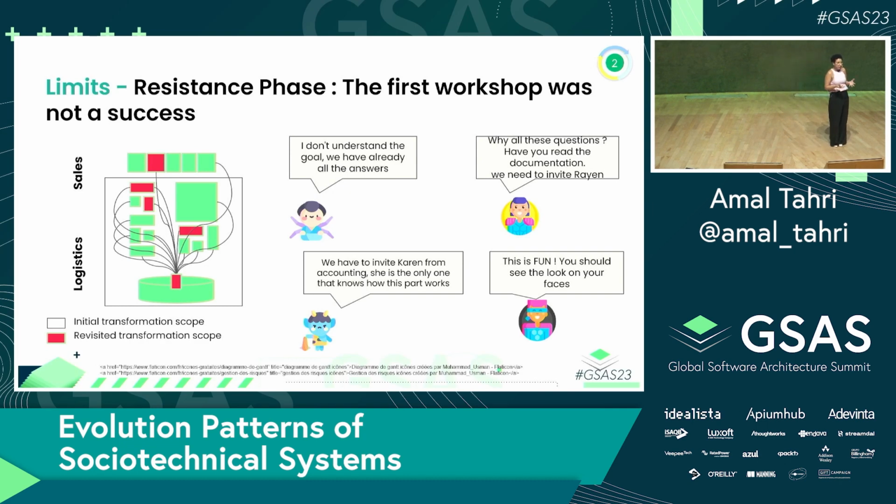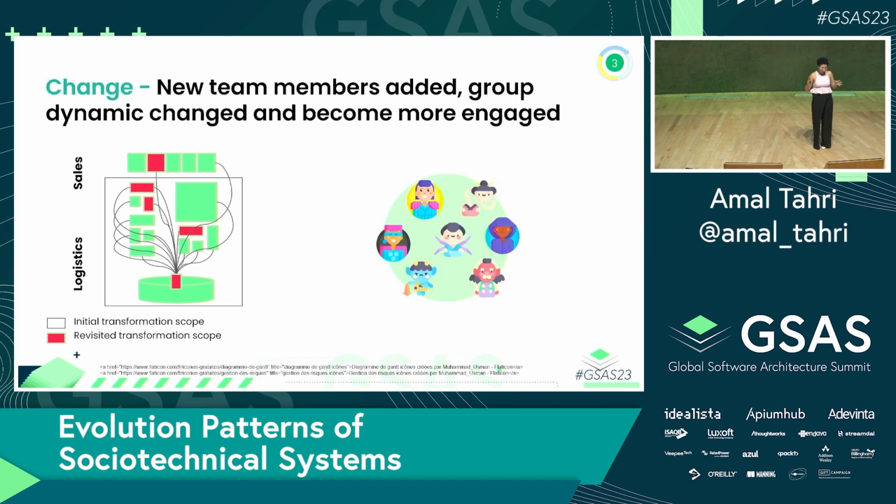This is normal, this is the resistance phase that you will have when you are proposing something to change. What we did was, okay, do you need Ryan? Do you need Alexa? Do you need new people? We're going to have these new people with us. And when we invited these new people, something in the dynamics of the group changed. People started to ask questions, started to play the things that we asked them to do. They started to interact on a different level, and we did get the exercise done.